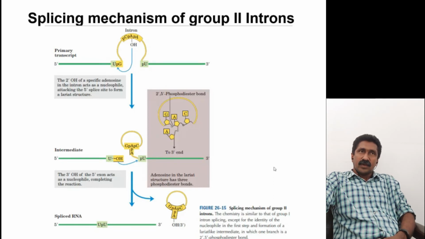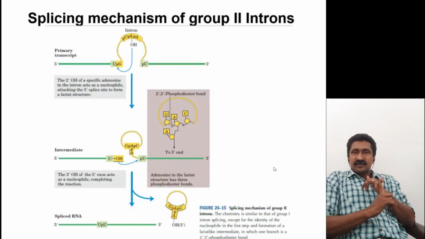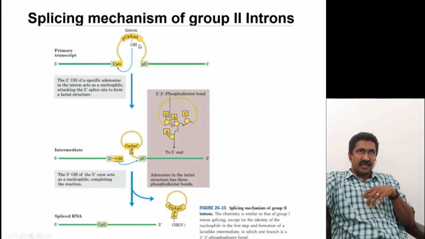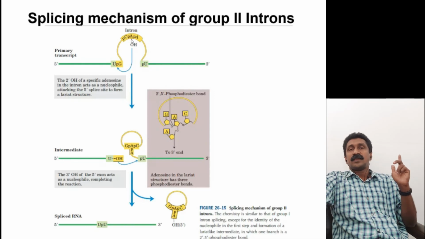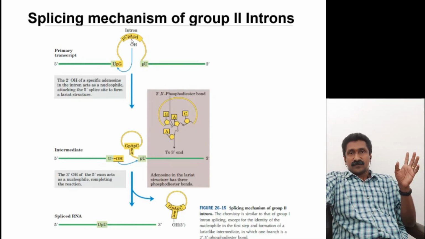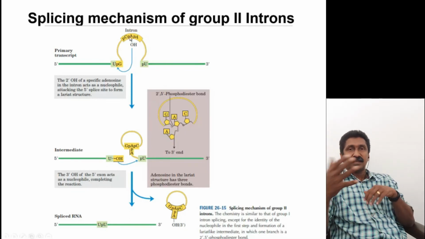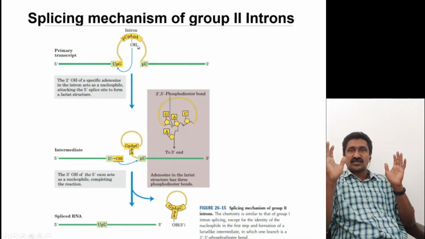So what we require in group 2 splicing is a free OH group, which is provided by the 2' OH of an internal residue. Here we have an A in the intron with a free OH group. This OH group will perform the nucleophilic attack instead of the guanosine used in a group 1 intron. In group 1 introns, we have an incoming nucleotide with a free 3' OH group which performs the nucleophilic attack, and then the subsequent steps are the same.